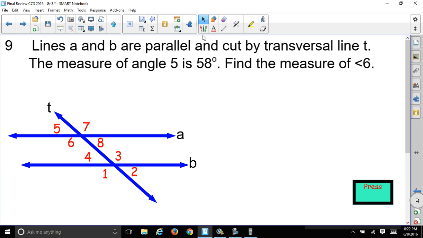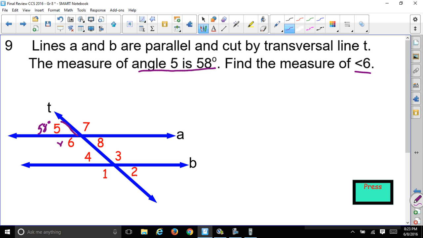All right, let's get our color up here. So let's use this one. So let's see, we got angle number 5 is 58. So here we got 58 degrees. And we want angle number 6. Angle number 6 is here, so we don't know what that is.